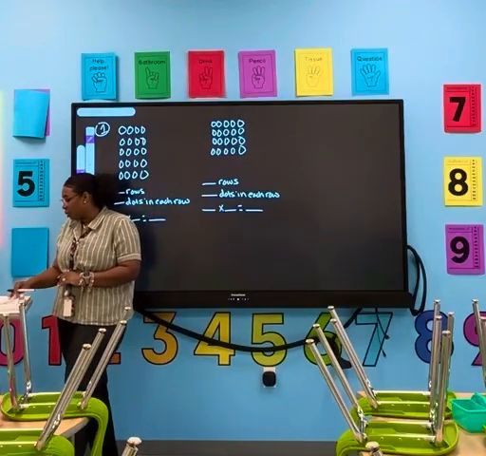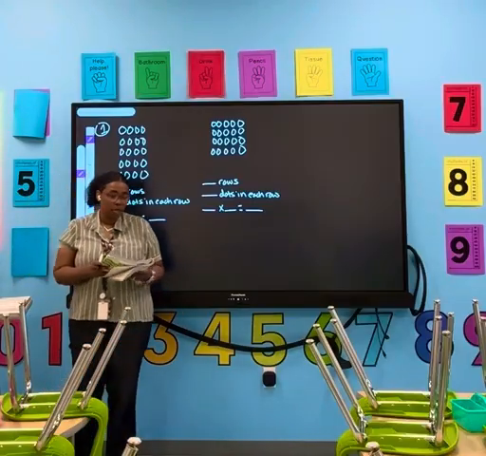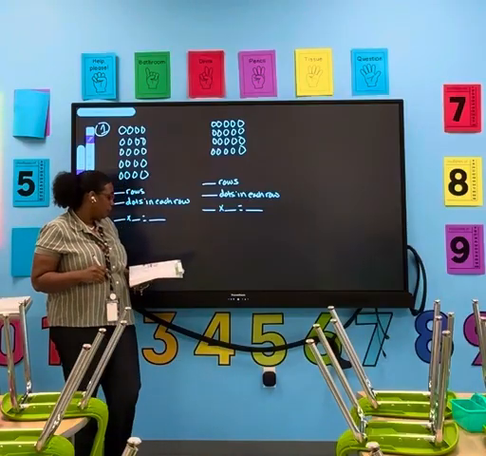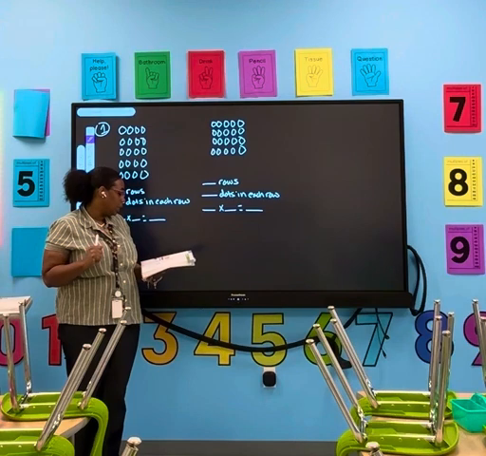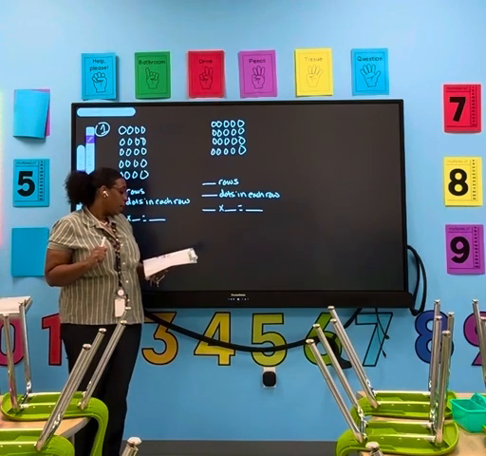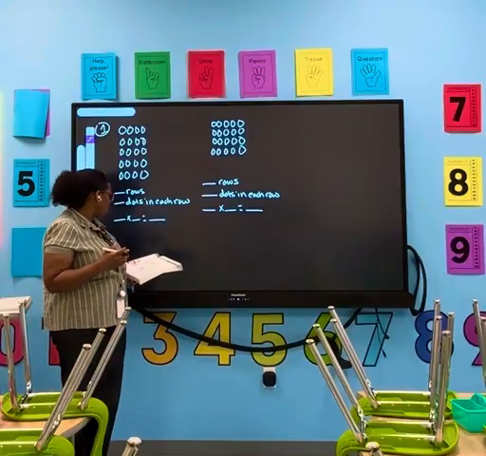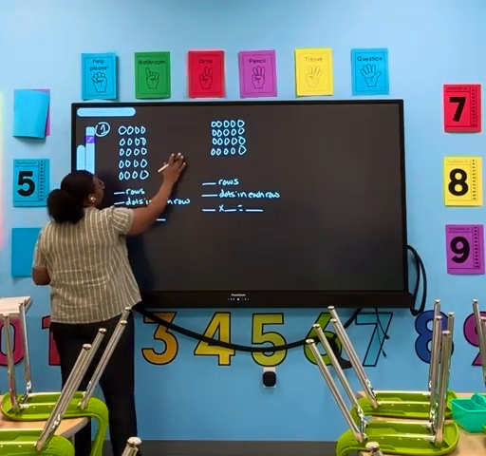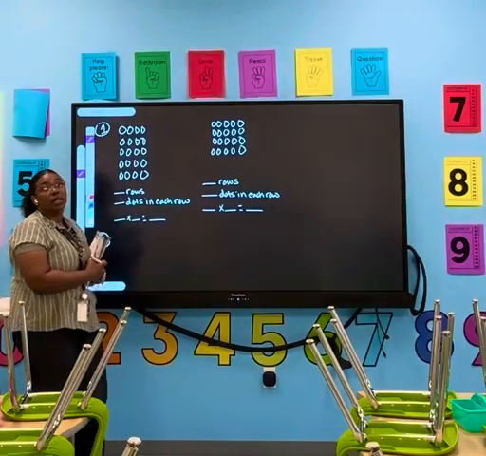I'm going to start on page 191. That's where homework begins. And it says, for each array, write how many rows there are, how many dots are in each row. Then write a multiplication equation. So they want us to take these two arrays. You have one here and one here, and then fill in the information here. So let's go ahead and do that.